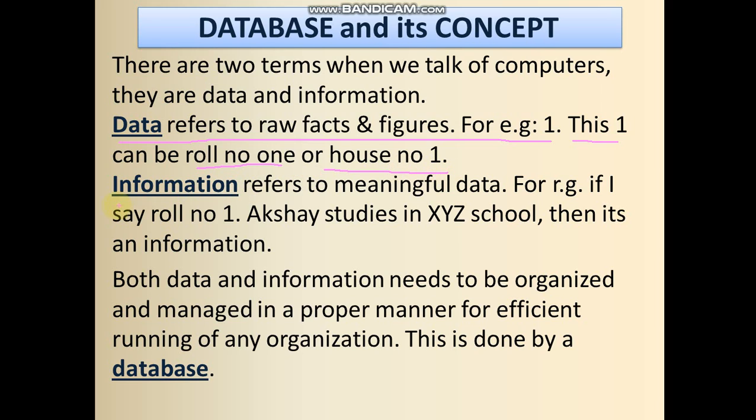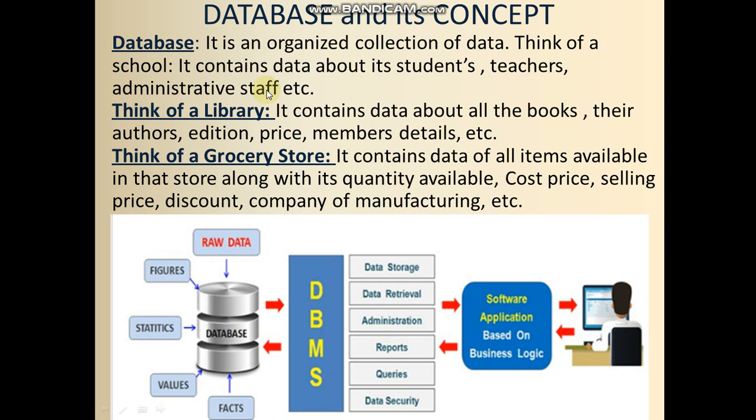So, now what is information? So when we say roll number 1 of class 8A, Akshay, he studies in school XYZ, this becomes an information. So raw facts refers to data and meaningful data refers to the information. So both data and information need to be organized and managed in a proper manner for efficient running of an organization, and this is done by a database.